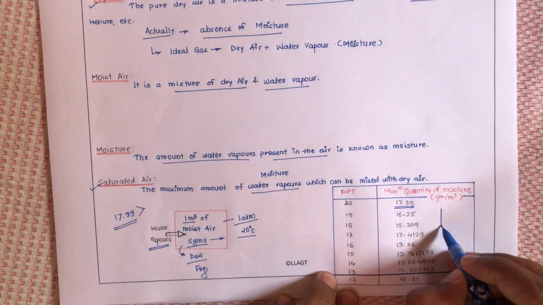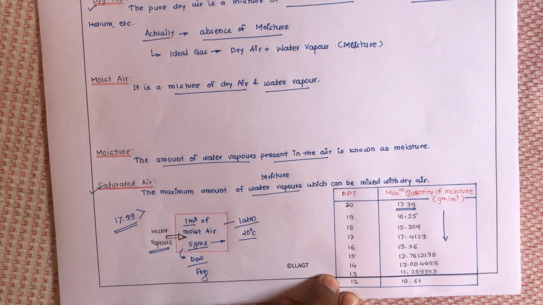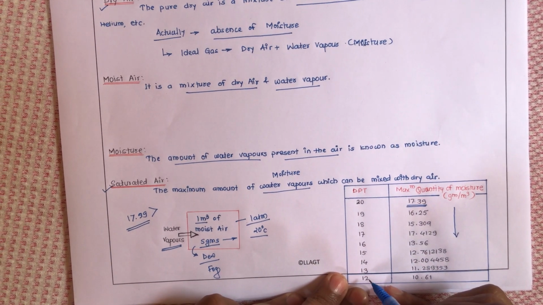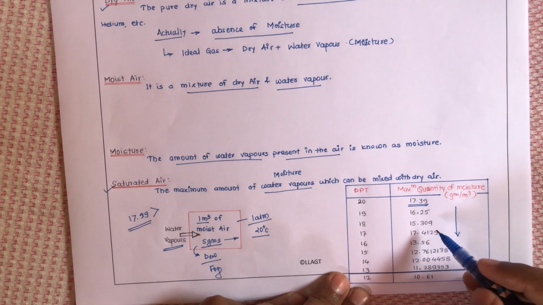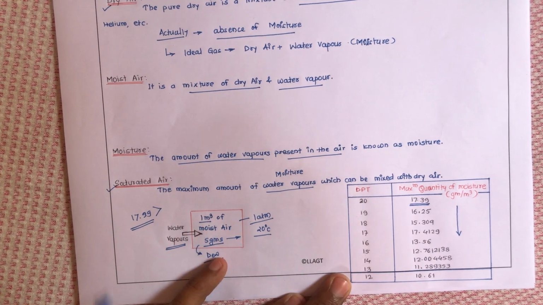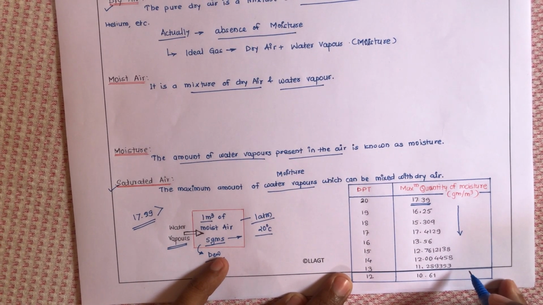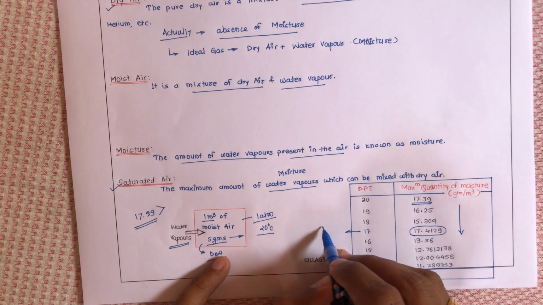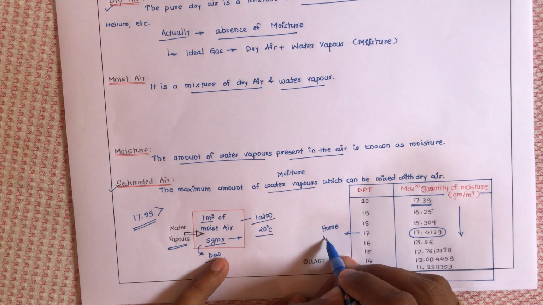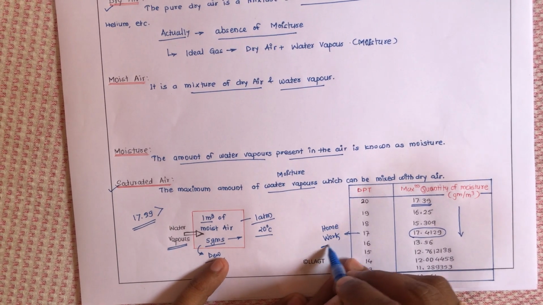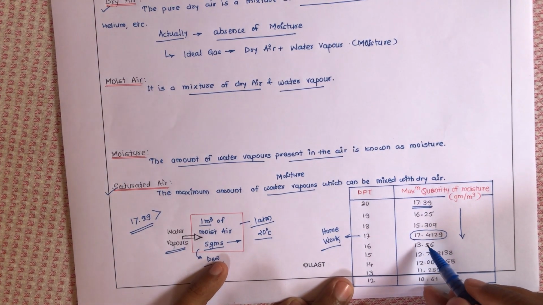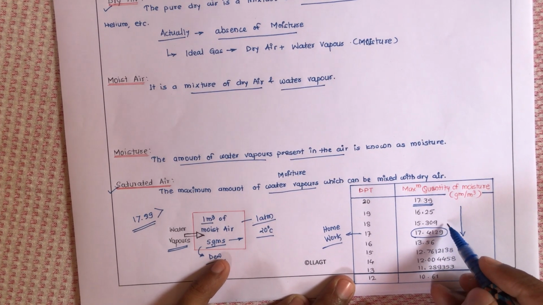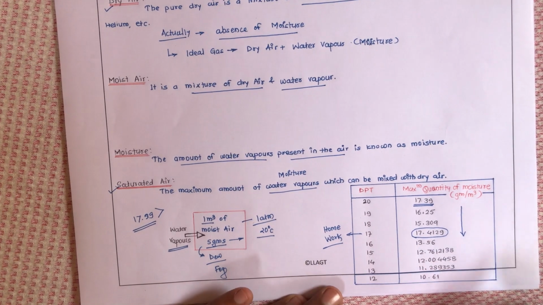If I pay close attention to all these values, what can I find? As the temperature goes on decreasing, the amount of moisture which can be contained by this 1 meter cube compartment goes on decreasing, except at 17 degrees Celsius. Now you can take this as homework. You need to find out why at 17 degrees Celsius, instead of decreasing, the moisture content to be added goes on increasing. That you have to take as homework.